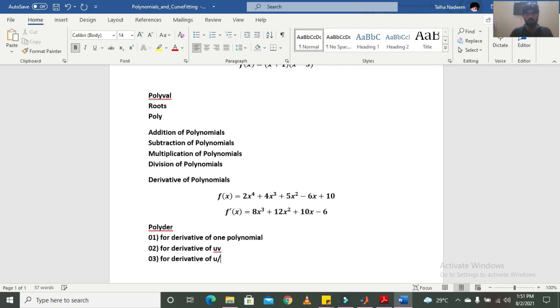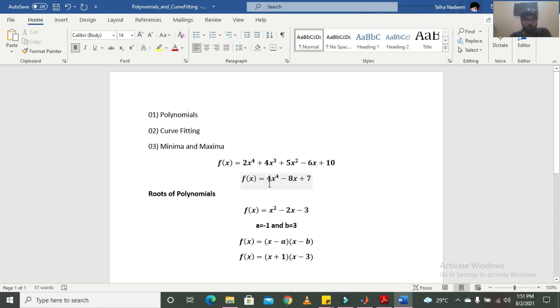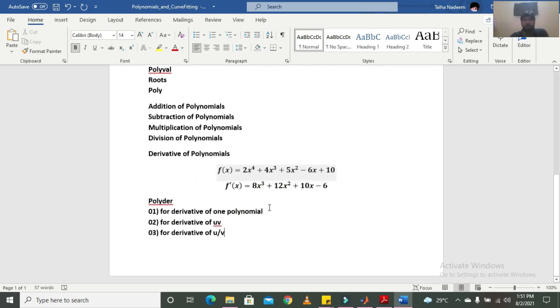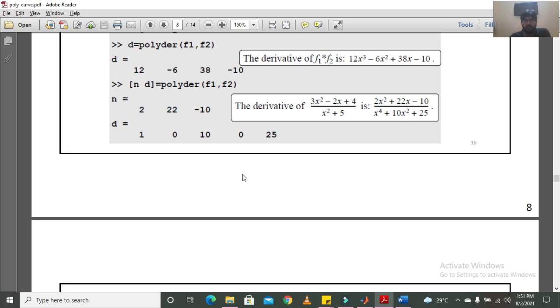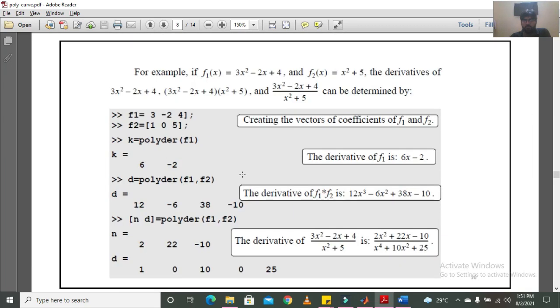So this is what we have studied so far regarding the topic of polynomials and curve fitting. I hope it is all clear to you. We will start the curve fitting topic in the next session.